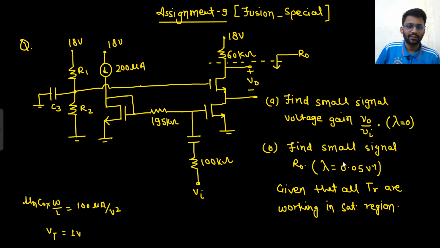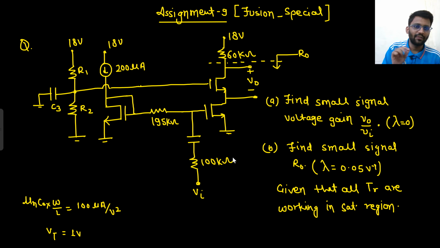So let's start with our first question. You have to find the small signal voltage gain. One thing I know is that certainly there will be a gm term coming, right? If I need to find the small signal voltage gain, there will certainly be a term of gm. And for finding gm, I need to do the DC analysis because the gm value is not given.